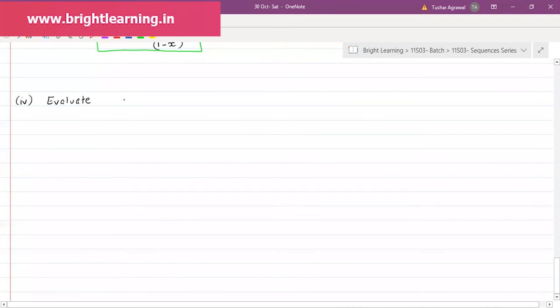Evaluate 1 plus 2 upon 11 plus 3 upon 121 plus 4 upon 1331. What is 1331? It's 11 cube. Okay. So on, up to a general term given by n upon 11 to the power n minus 1. Its coefficient is n.